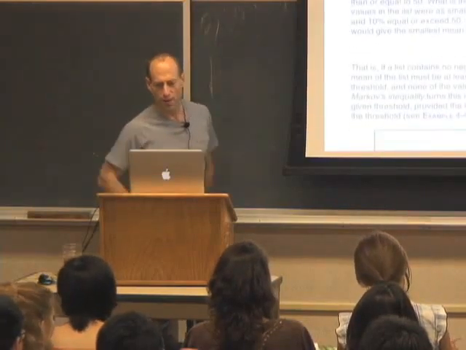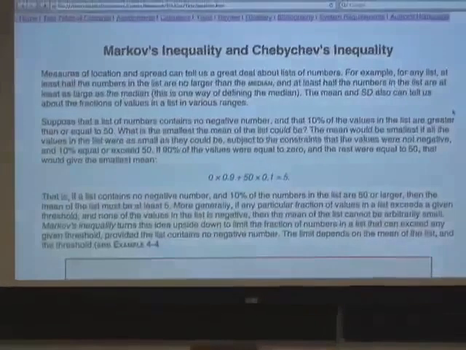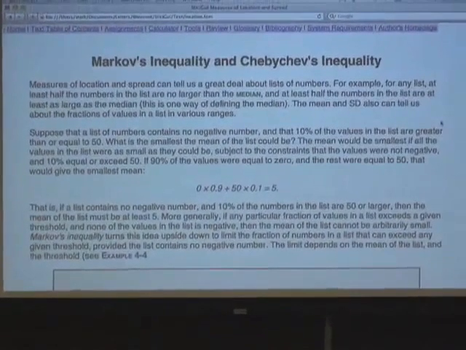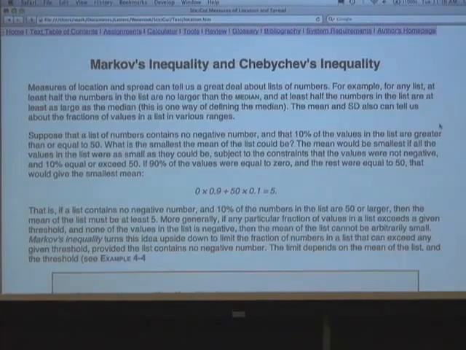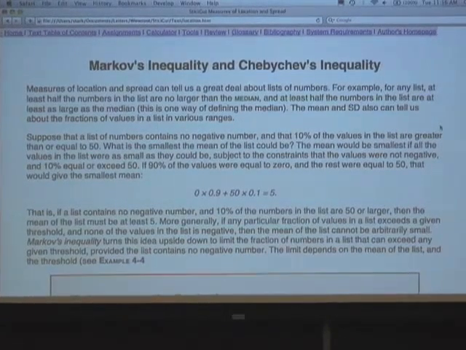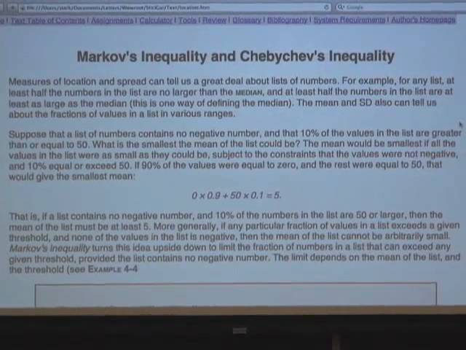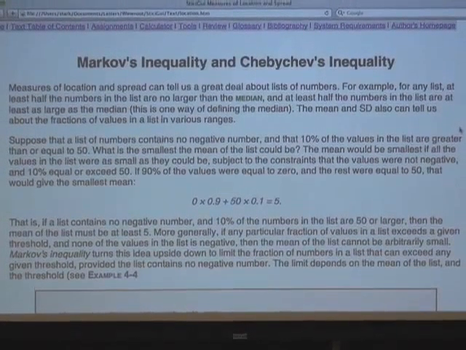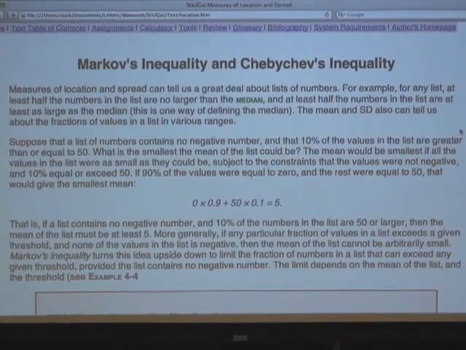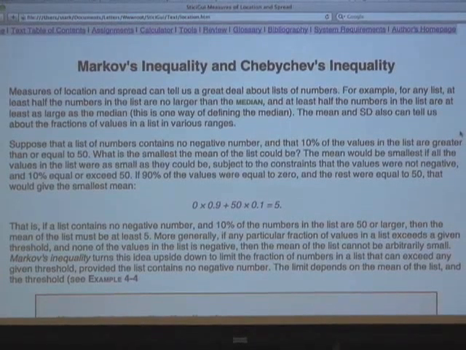Okay, this you probably haven't seen before: Markov's inequality and Chebyshev's inequality. These are lovely math facts that hold for lists of numbers. Markov's inequality holds for lists of numbers if every element of the list is greater than or equal to 0. Chebyshev's inequality holds for any list whatsoever. We are going to come across analogs of these inequalities later on for probability distributions when we get to probability and random variables.